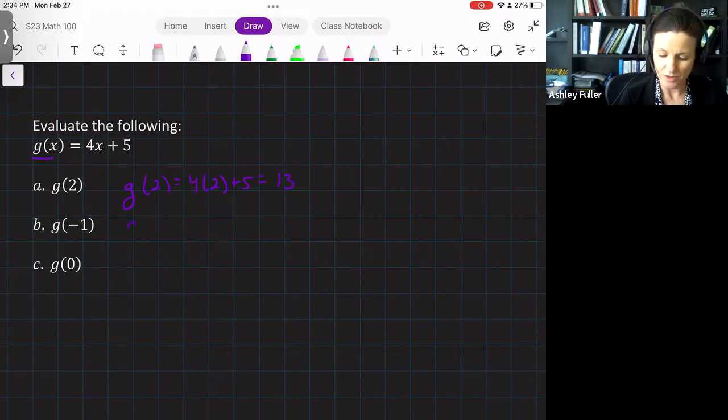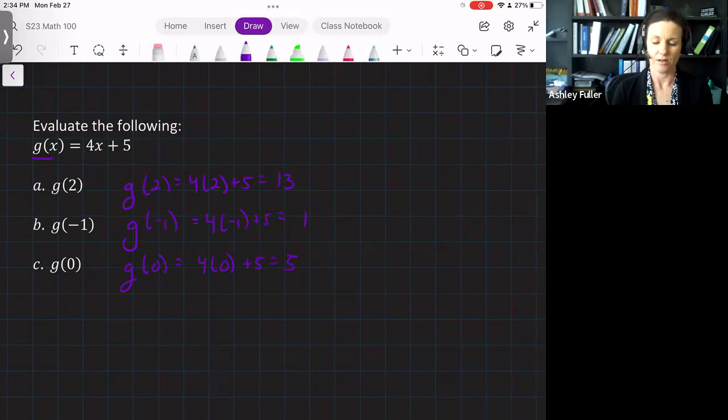Secondly, if I'm going to do g of -1, I'm going to plug in -1 everywhere that I see an x. G of -1 gives me -4 plus 5, which is 1. And finally, g of 0, I'm going to do the same thing and get a value of 5 when I plug in 0 for x.